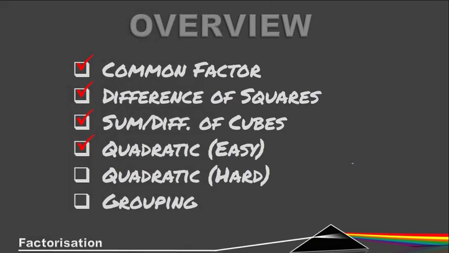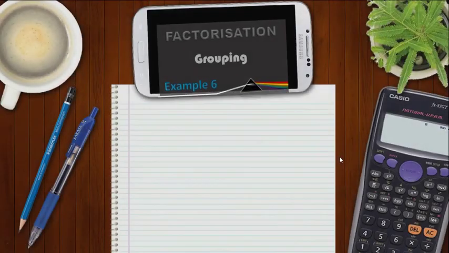So this means we are done with the second set of quadratics. We now go on to grouping.